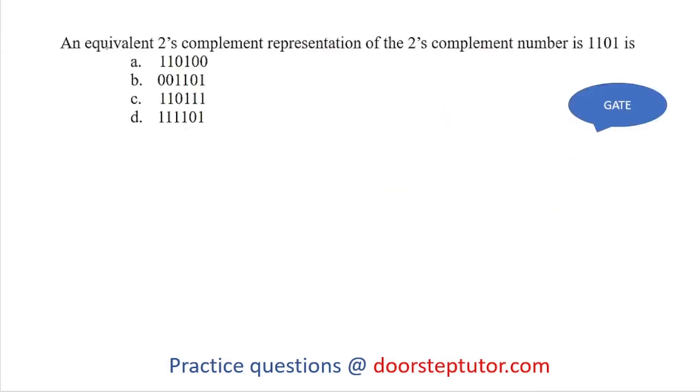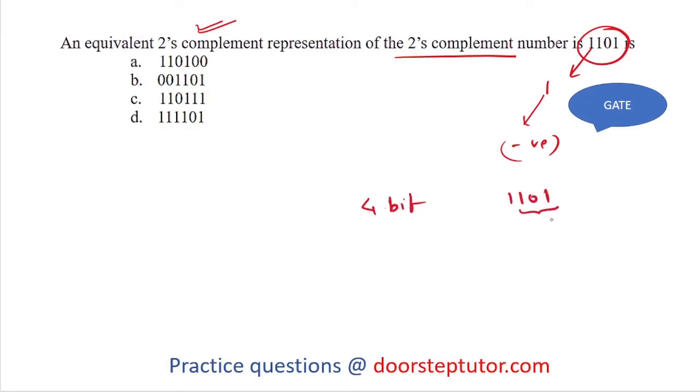Next question is: an equivalent 2's complement representation of the 2's complement number is. See, this number is already in 2's complement format and it is asking for another representation of the given number. Remember, the MSB here is 1, which denotes the sign is negative. This MSB can be extended since this is a 4-bit number, that is 1101, where the remaining bits represent the magnitude and the MSB represents the sign. So if you want to write it in 5-bit format, it can be written as 11101. The magnitude will be the same and the MSB can be copied to the further bits.